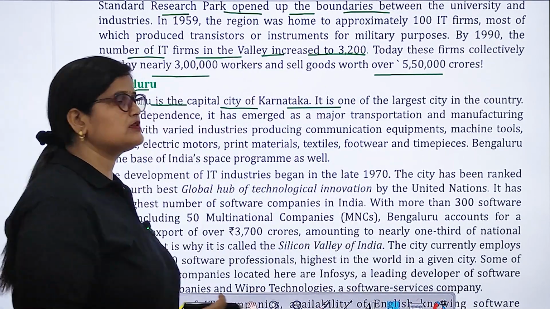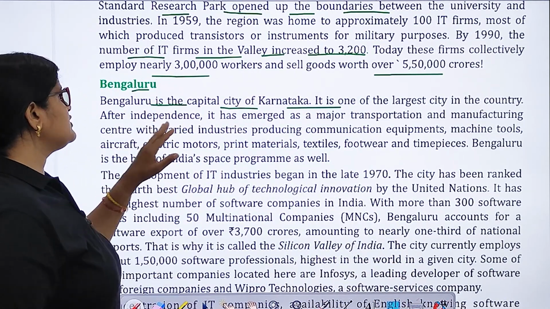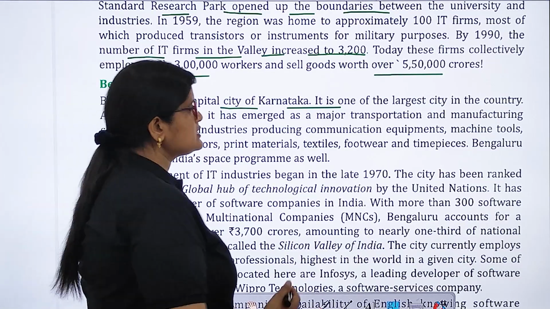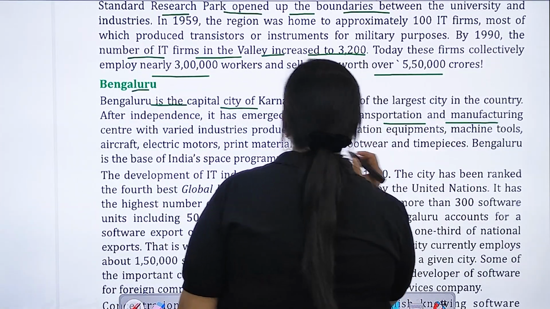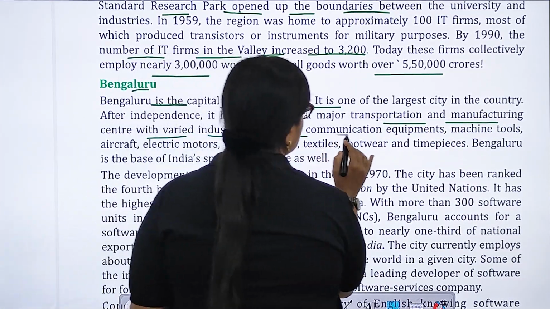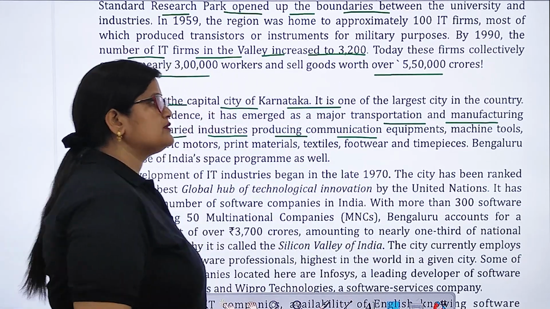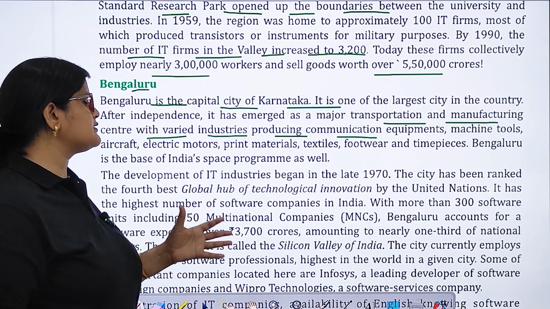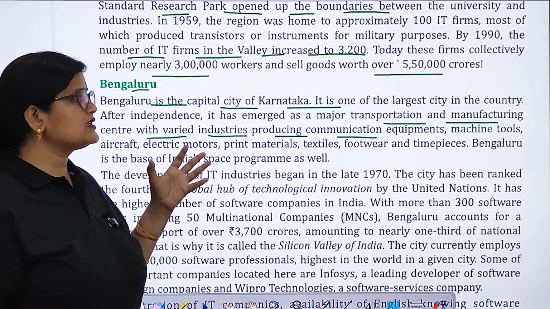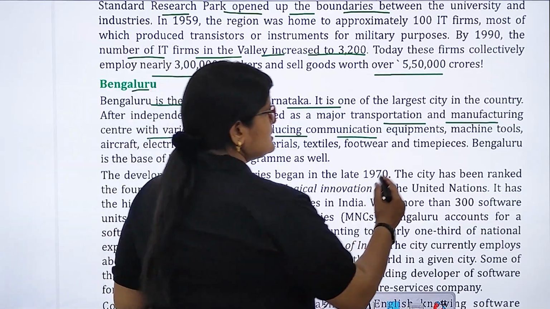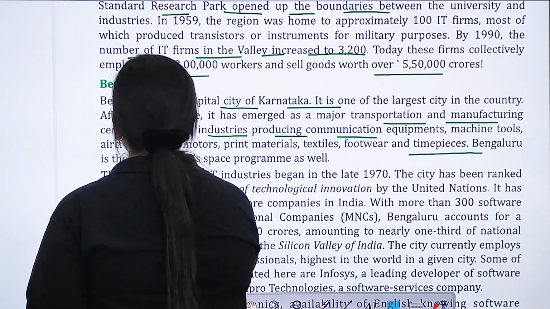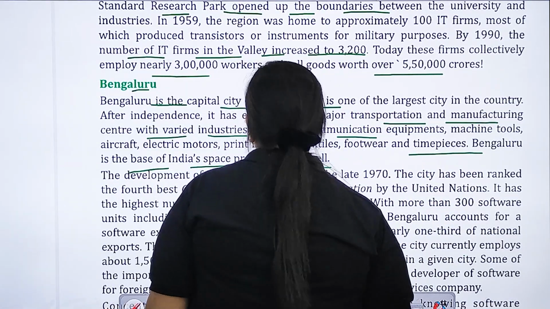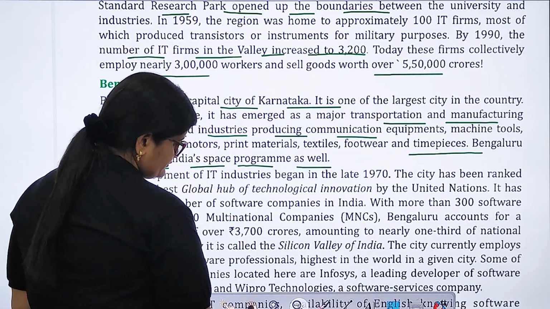Bengaluru. Bengaluru is the capital city of Karnataka. It is one of the largest cities in the country. After independence, it has emerged as a major transportation and manufacturing center with varied industries producing communication equipment, machines, tools, aircraft, electric motors, print materials, textiles, footwear, and timepieces. Bengaluru is the base of India's space program as well.